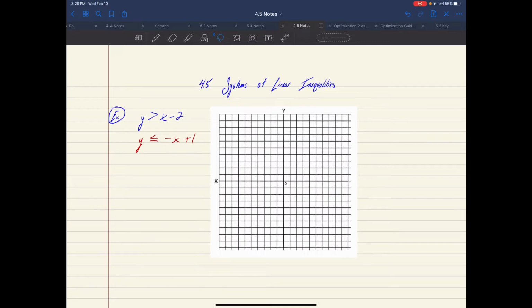This week we're going to look at systems of linear inequalities. Just like last week, we're going to be graphing lines and shading regions. We're just going to be doing two on the same graph at a time.